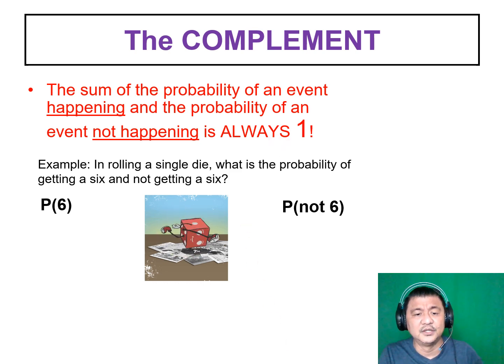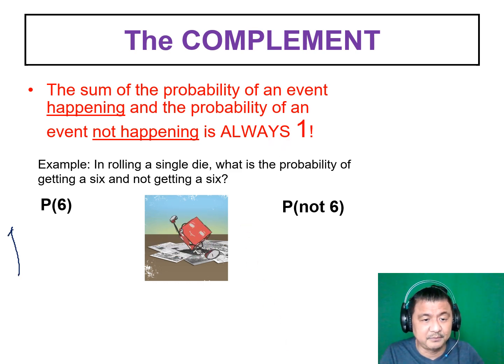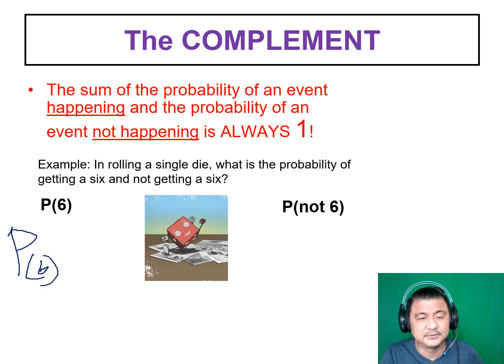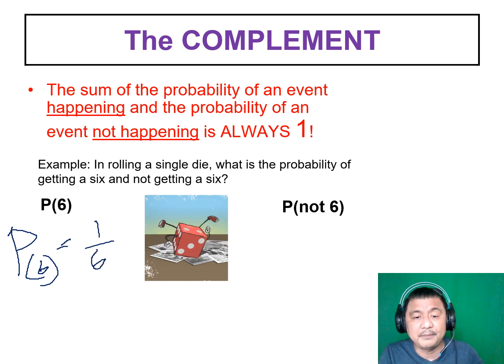Okay, let's check this one. When you throw a die, what is the probability of getting a 6? Obviously, how many 6s do we have? There's only one 6, out of a total of 6. Okay, 1 out of 6.